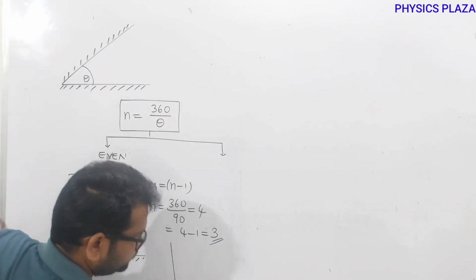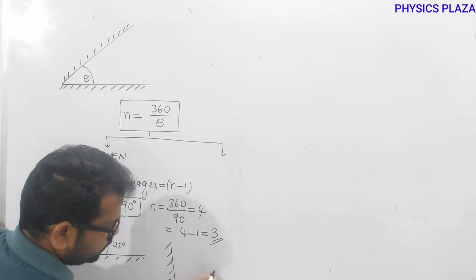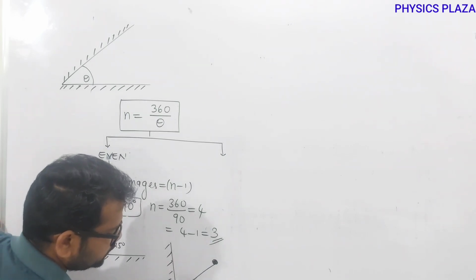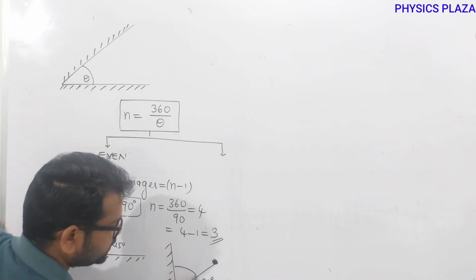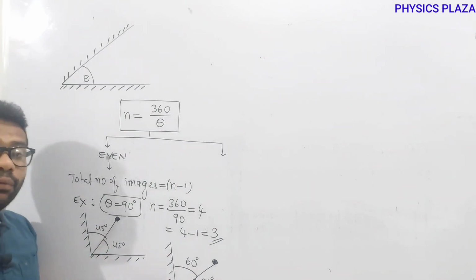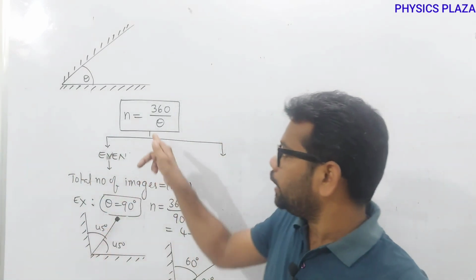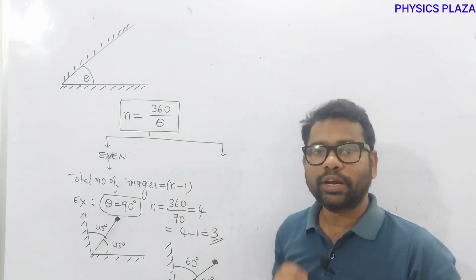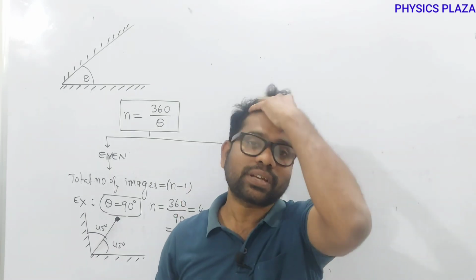And an object can be placed like this also. Here is one plane mirror, here is one more plane mirror, and the object can be here also. So, for example, this can be 30 degrees and this can be 60 degrees. Children, whether it is symmetry or unsymmetry, if you get n as an even number, then what do we have to do? We have to subtract 1. And you may wonder, sir, why should we subtract? What is the reason?